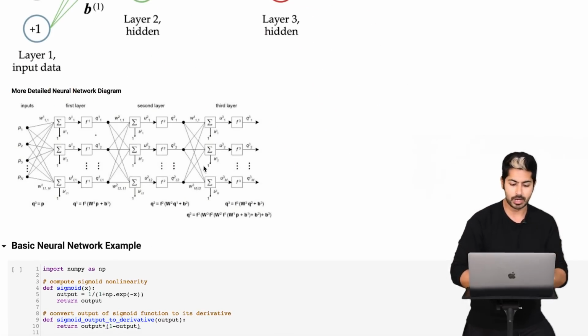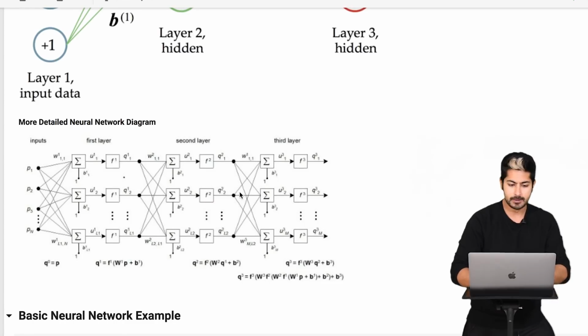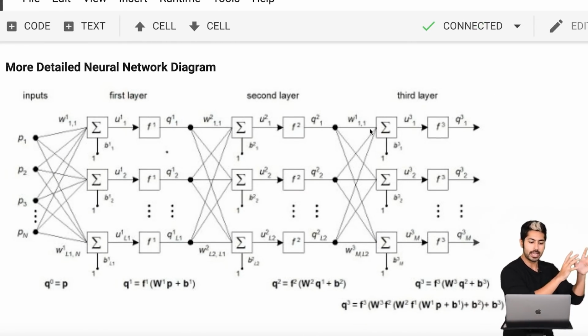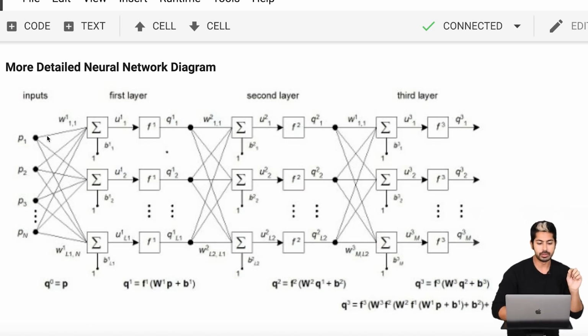So that's one diagram. Now here is a more mathematically accurate diagram of what's happening in a neural network. We have our input data. This could be image, video, text, whatever it is. Then we take that input data and multiply it by W, the weight matrix. We multiply the input data by our weight, and we add a bias, B.